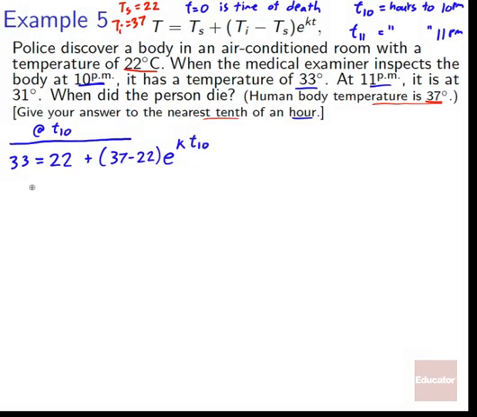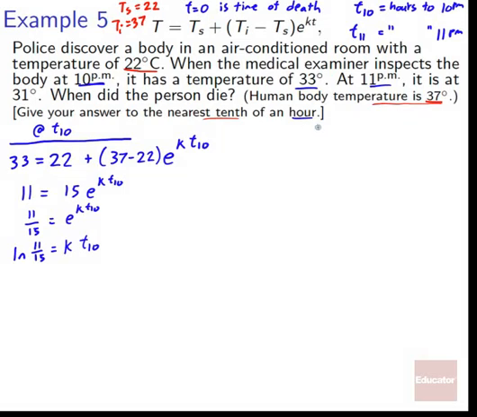Okay, subtract 22 on both sides, we get 11 equals 37 minus 22 is 15, e to the k T10. So we divide by that, and we've got 11 over 15 equals e to the k T10. Finally, we take the natural log of both sides, and we've got natural log of 11 over 15 equals k T10. Now at this point, we go, shoot. There's two unknowns, and this is only one equation. Well, we're going to have to bring a little bit more information to the table.